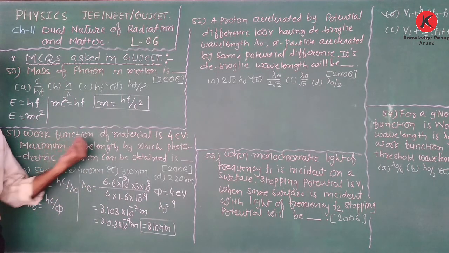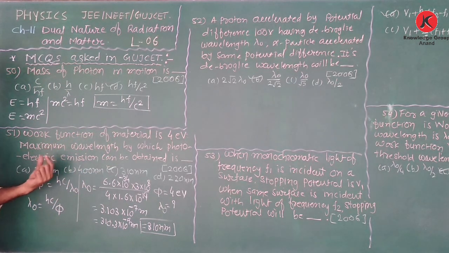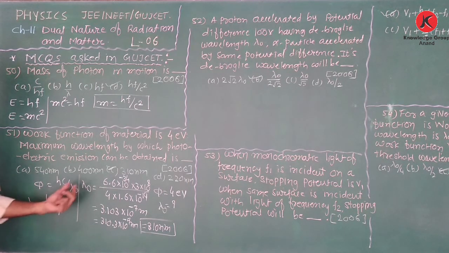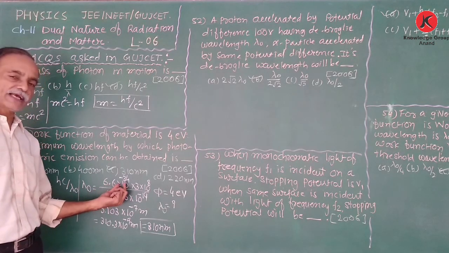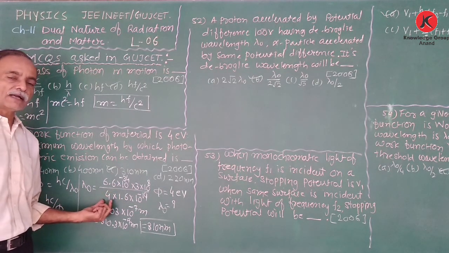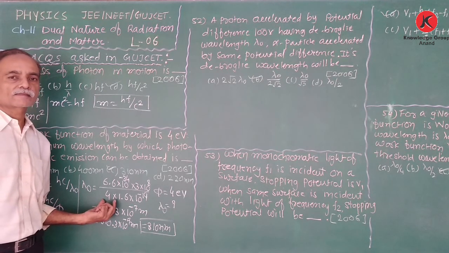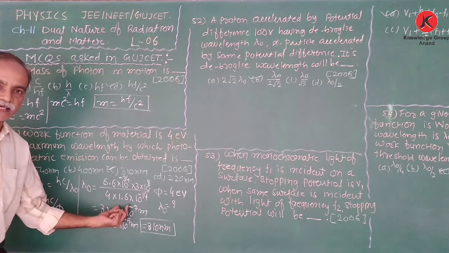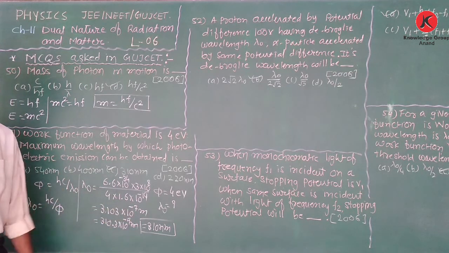Again, for a given material, the work function is 4 electron volt, and we need the maximum wavelength by which photoelectric emission can be obtained. The equation of the work function is phi equal to hf0 or hc upon lambda 0. We require the value of wavelength lambda 0, so lambda 0 is equal to hc upon phi. Planck's constant is 6.6 into 10 to the power minus 34, c is 3 into 10 to the power 8, upon work function 4. But the work function is given in electron volt, so we have to convert into joule by multiplying by 1.6 into 10 to the power minus 19. Thus, we obtain the answer: 310 nanometer.